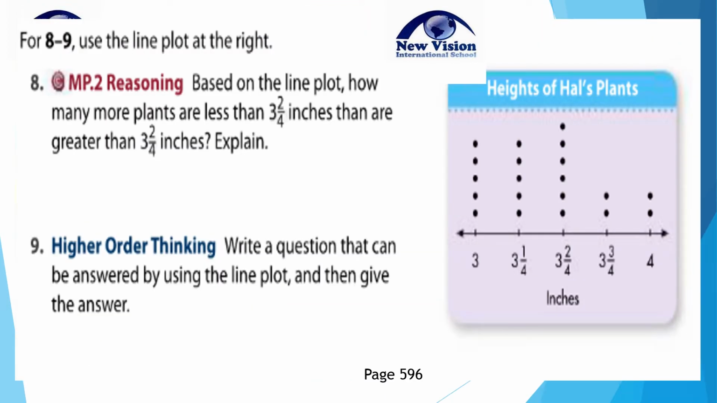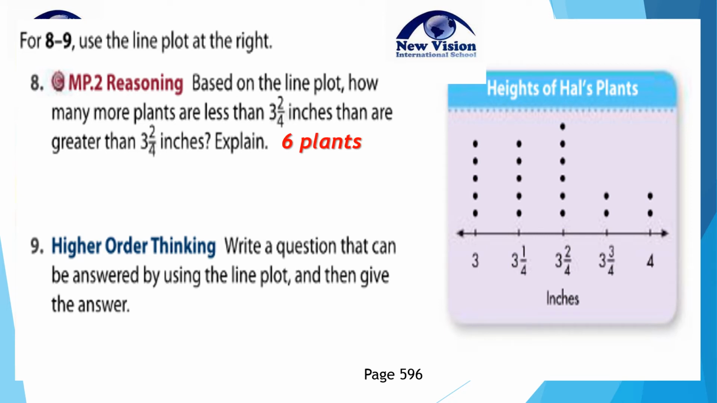Continue. For numbers 8 to 9, use the line plot at the right. Number 8. Based on the line plot, how many more plants are less than 3 and 2/4 inches than are greater than 3 and 2/4 inches? Explain. Again, you have to study the table. So what do you think is your answer? If your answer is 6 plants, you are correct.